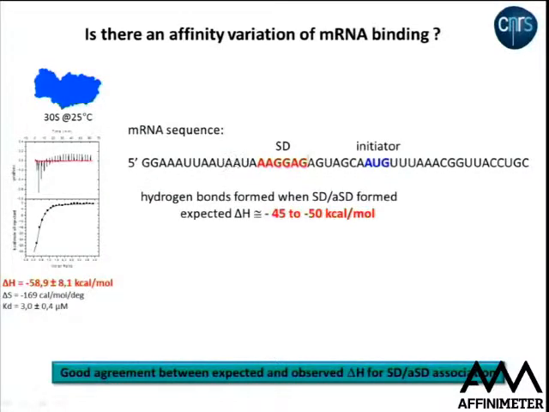So we place this into the syringe and add this to the ribosome, and we obtain these thermodynamic parameters. So delta H is about minus 59 kilocalories per mole. And this is in rather good agreement with what is expected for Shine-Dalgarno, anti-Shine-Dalgarno hybridization. So it's interesting to see this.